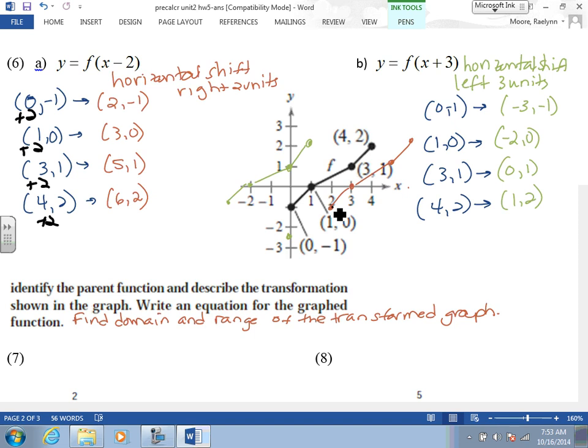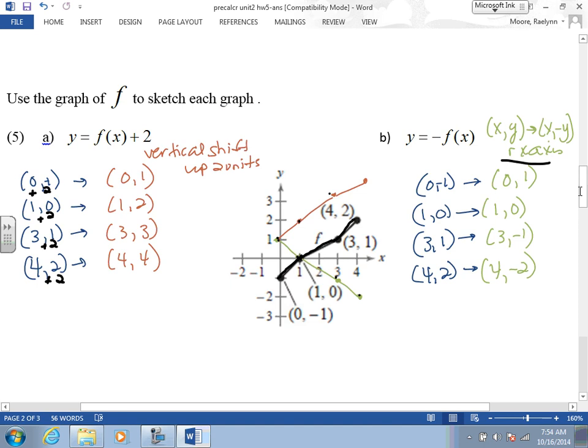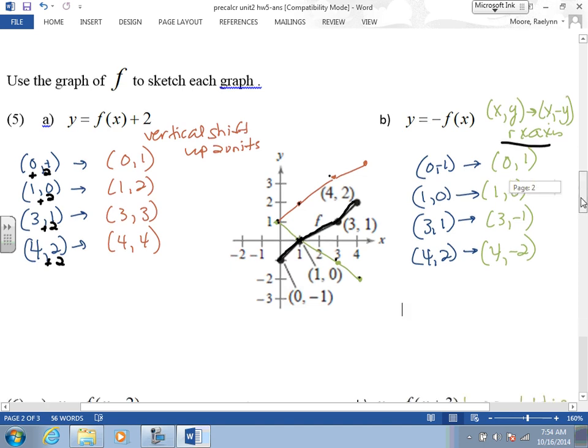This one said horizontal shift left 3. So I'm changing my x value, horizontal, minus 3, minus 3. All the way down. Just take this and move it 3 units to the left, 3 units to the left, 3 units to the left. Is everybody okay with these? They're confusing when you first look at them, but they make total sense when you start to work with them.